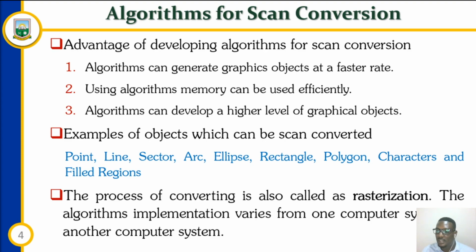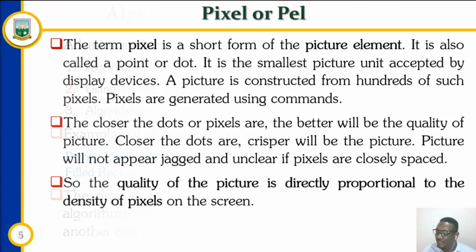environment. Now, when we say a pixel, we've already talked about it in previous lectures. The term pixel is a short form for picture element. It's also called a point or a dot. Basically, it's the smallest picture unit accepted by most of the display units that we have. We've already talked about display devices, an example being the monitor. The monitor has been structured in such a way that it accepts the smallest picture unit, which is what we call a pixel.